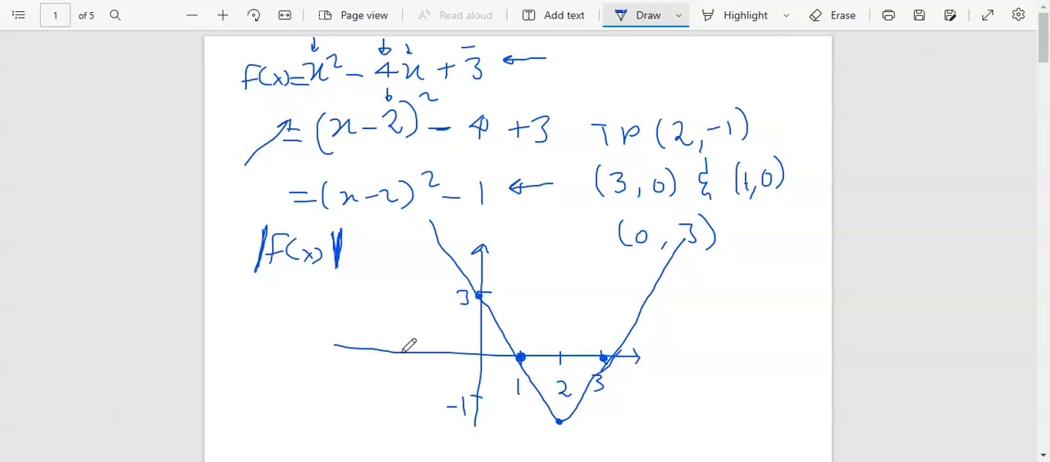But since you are talking about the absolute value, you don't need to have negative values of y. This turning point, which was negative 1, will become positive 1, so it will be somewhere here. So the graph is going to move. Instead of the turning point being at 2 comma negative 1, it will be 2 comma positive 1, to be here.